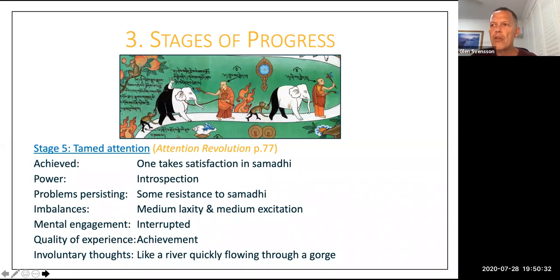At this point, you find that you can take satisfaction in your practice, even though there is still some resistance to it. You have progressed well in this path, and the results of your efforts are apparent to you. Involuntary thoughts continue to arise, but instead of their tumultuous outpouring like a cascading waterfall, they now flow like a river moving slowly through a gorge. As you progress from the 4th to the 5th stage, you are presented with one of the greatest challenges on the entire path to shamatha.